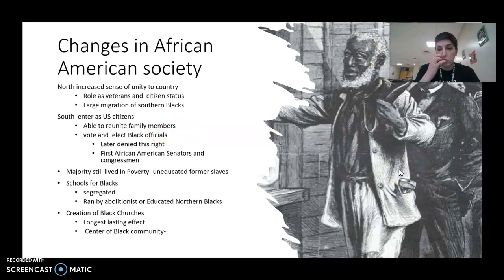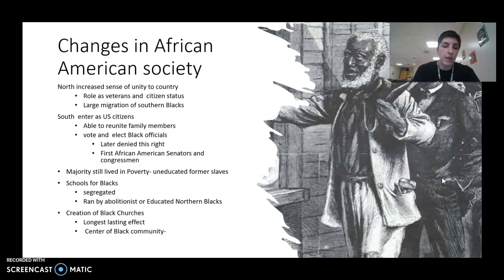You have a bunch of enslaved people who go out and try to find family members. And they're able to vote, and they are able to elect Black officials. They're later denied this right, of course, because of Jim Crow laws, but initially this is something that happened right away. The majority of Black people still lived in poverty. They were uneducated. They're former slaves. So that is something that was really difficult to get away from.